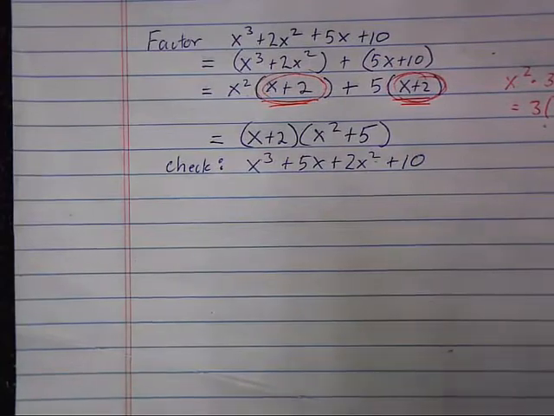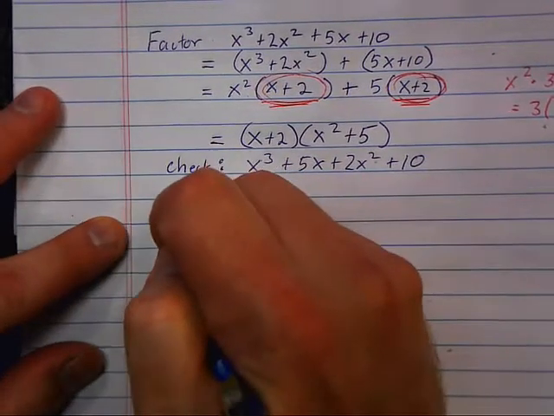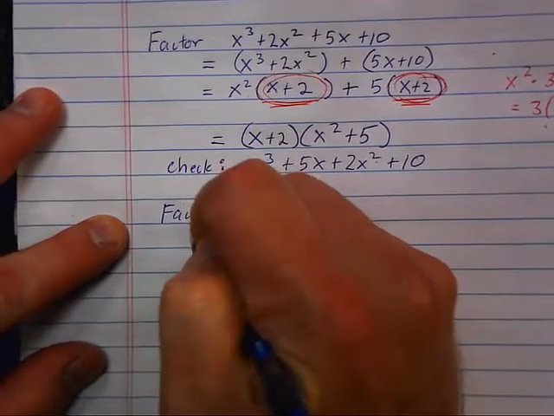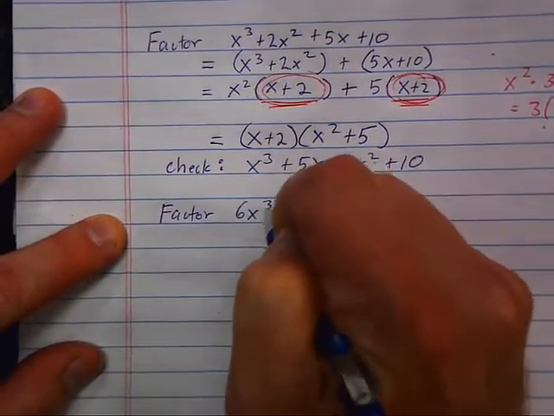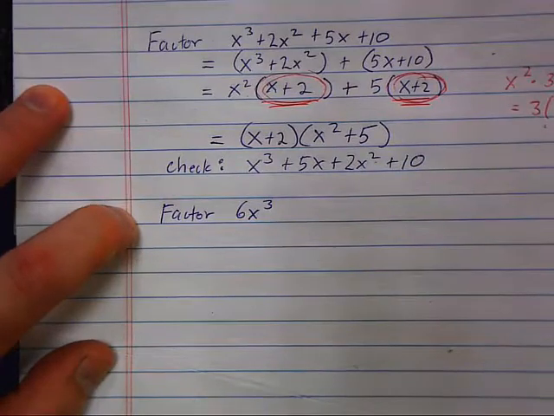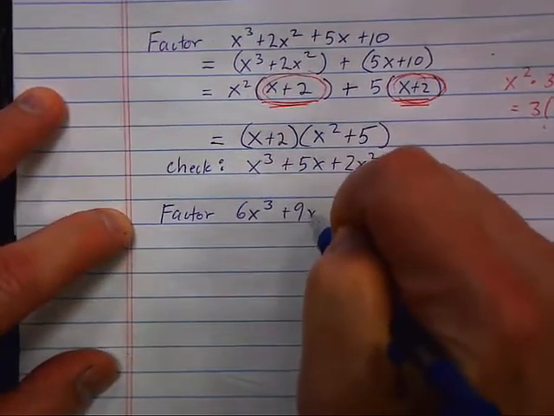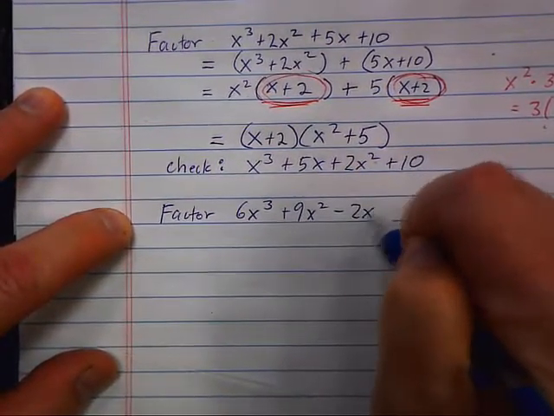Let's grab another one here. How about 6x cubed plus 9x squared minus 2x minus 3.